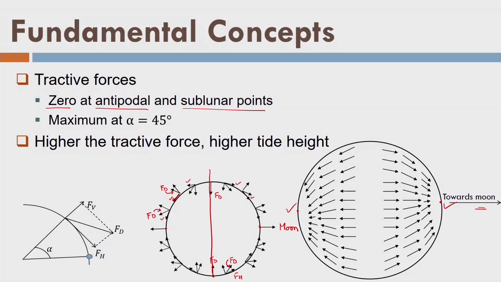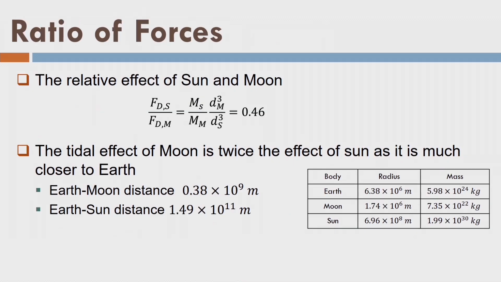So let us go ahead, and here we can see that tractive forces are maximum at alpha equal to 45 degrees, where alpha is shown with respect to the center of earth here, and somewhere the moon is here. If the higher tractive forces are there, although they are in equilibrium, they will create higher tides. Which force is stronger on the earth? So let us look into the ratio of the force.